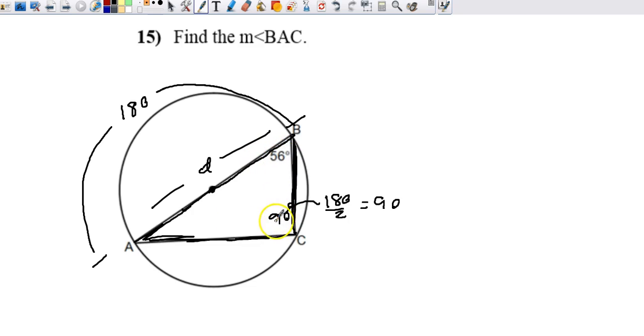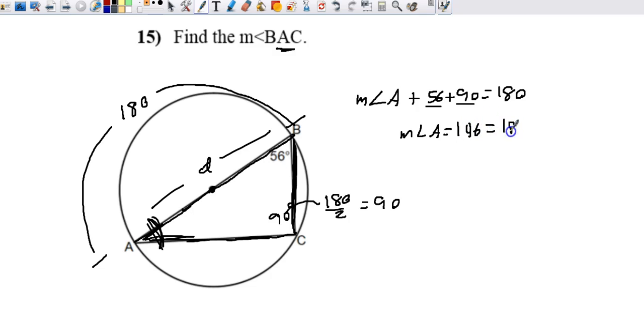So if you add these two together and subtract from 180, you'll get that third angle in the triangle, which really is this, angle A. Add these guys up. That's 146 equals 180. And then subtract the 146, and you get yourself, let's see, that's going to be 34.